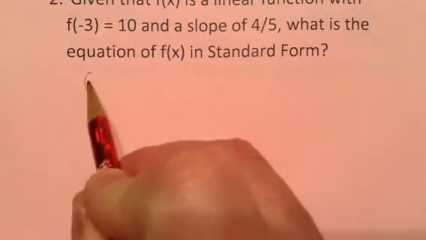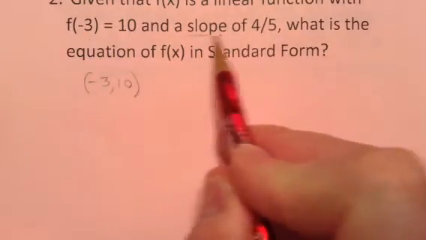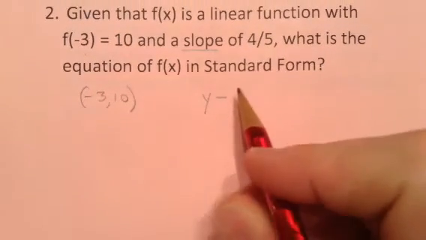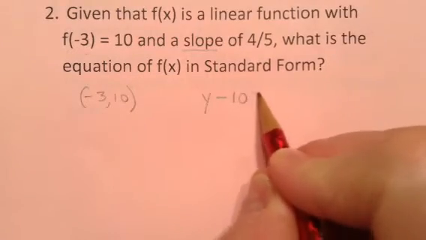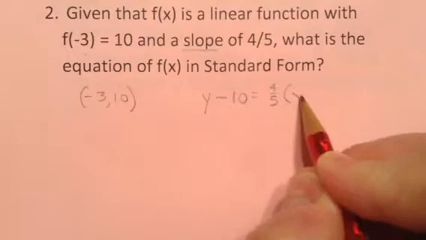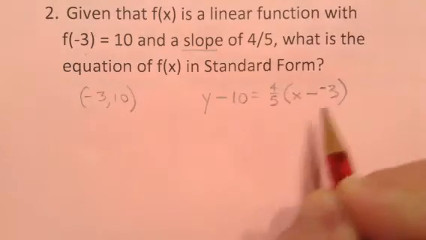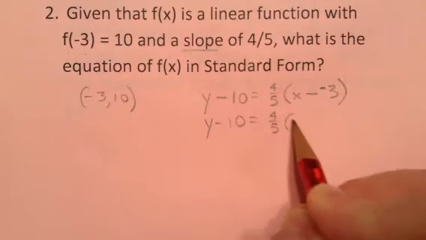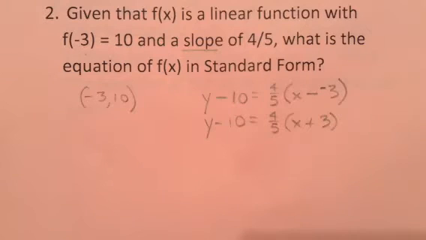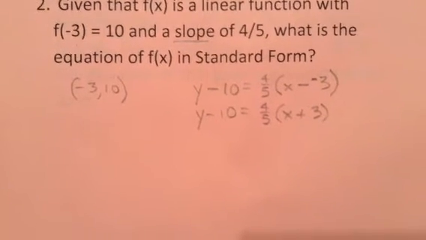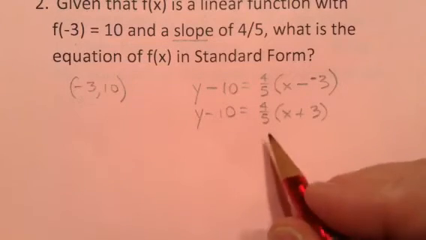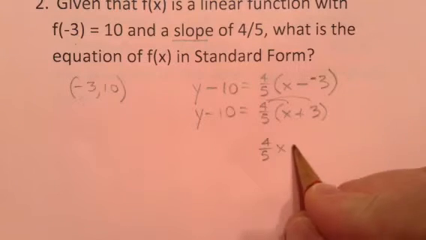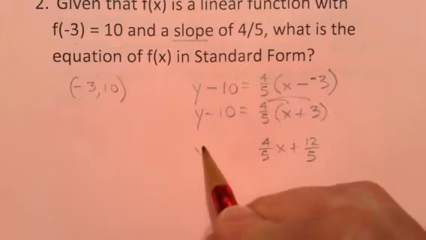Okay, this gives the ordered pair -3, 10. Go to point slope form to get started. Y minus the y value of 10 is equal to my slope times quantity x minus -3, just like the previous problem. I'm going to get rid of my double signs because they just make things confusing. Now I'll distribute and get 4/5 x. 4 times 3 is 12 over 5. Gives me that fraction.